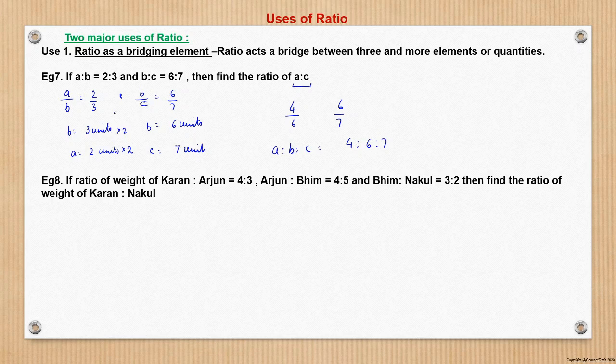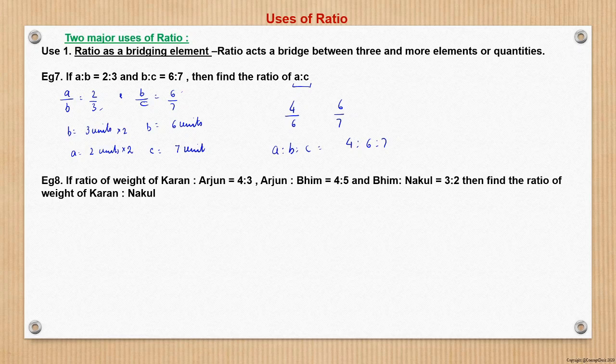So here the ratio acts as a bridge between a and c. And how do we find the ultimate ratio? With 2 by 3 and 6 by 7, we took the LCM of 3 and 6, which is 6, and that way, right?